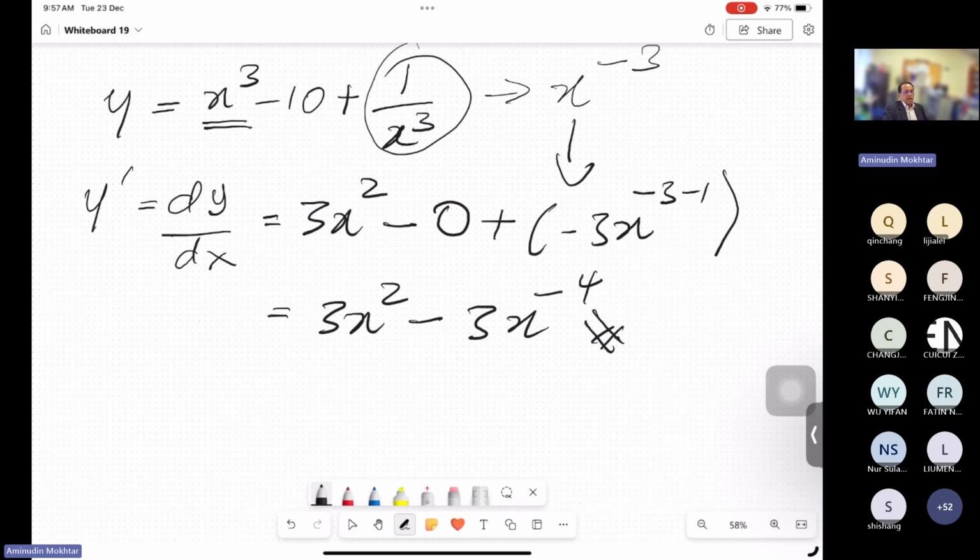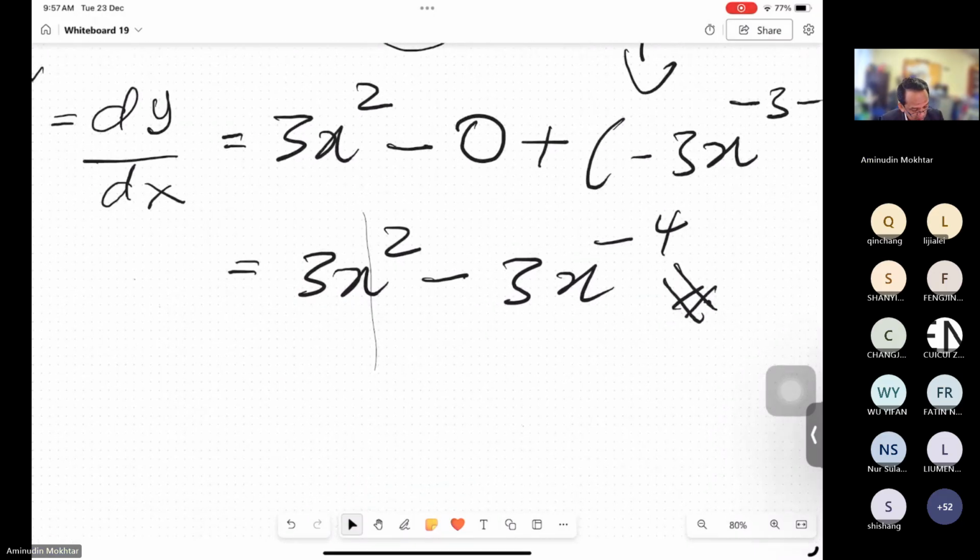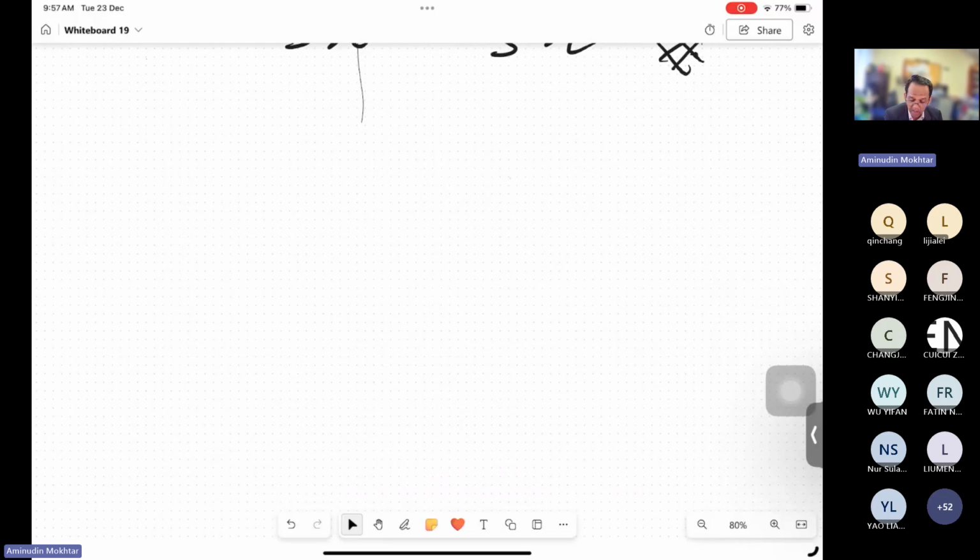Then how to find the derivative. Okay. Let's see the next one.